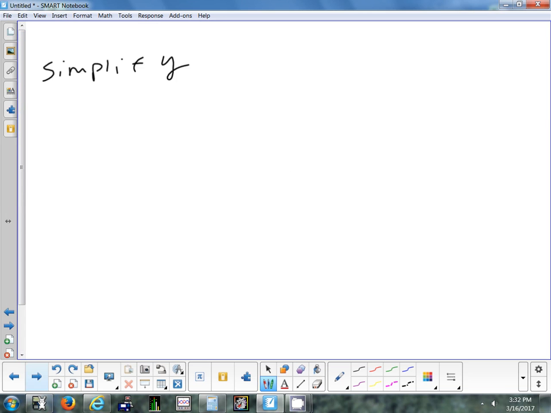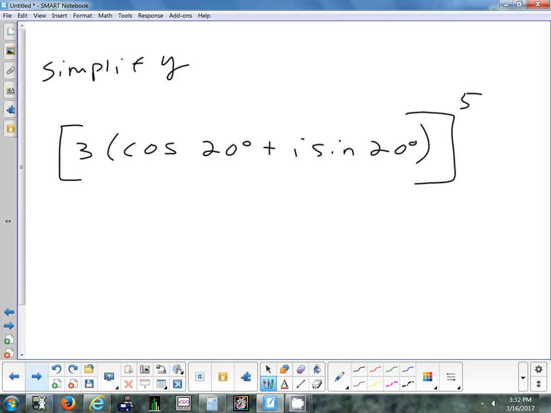All right, so let's simplify. Let's say we had 3 times cosine 20 plus i sine 20, and I want to raise that to the 5th power. How would we raise that to the 5th power? Now, how come you can do that right away? Because we already have the r, like 3 equals r. And what is all this called? Yeah, we already have it in trig form.